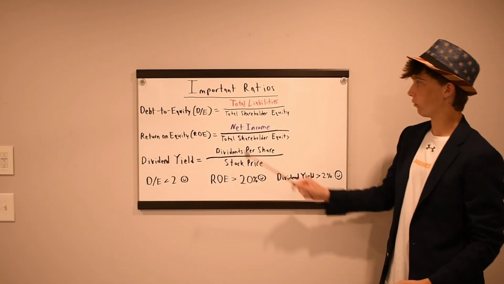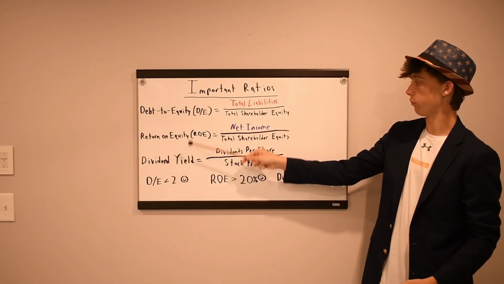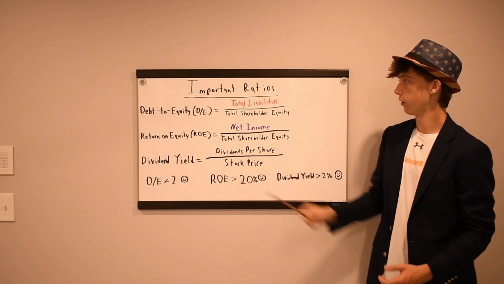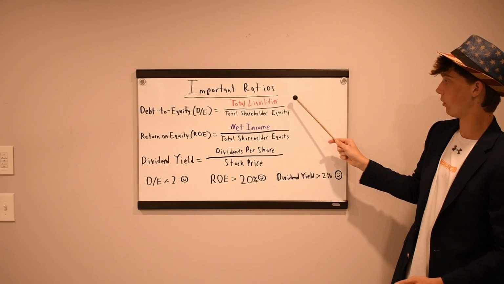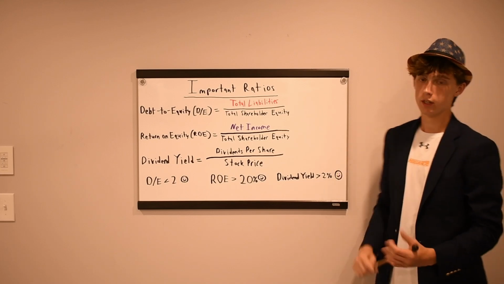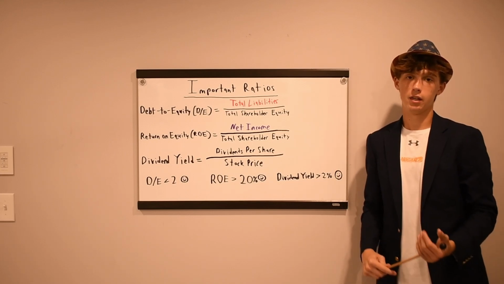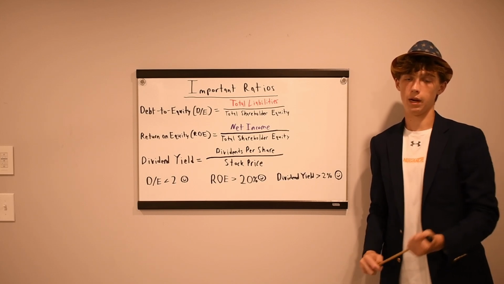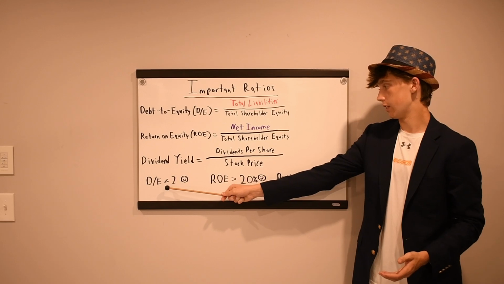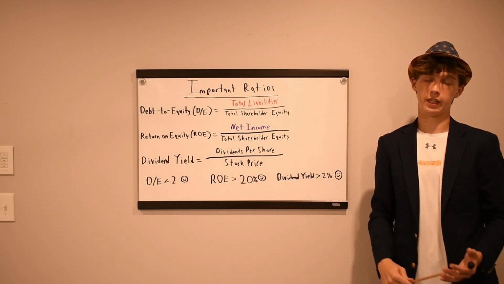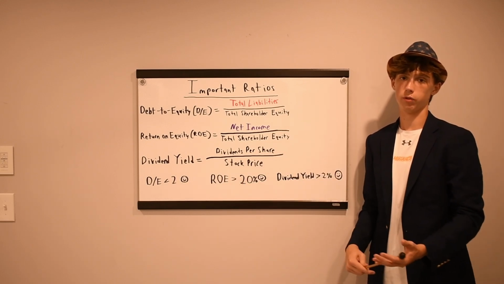So our next three important ratios are the debt to equity ratio, return on equity, and dividend yield. Debt to equity, or DE ratio, is your total liabilities over your total shareholder equity. This allows us to determine how reliant a company is on loans compared to shareholder funding. And this ideally is below 2, which tells us that a company operates more on shareholder funding rather than loans.